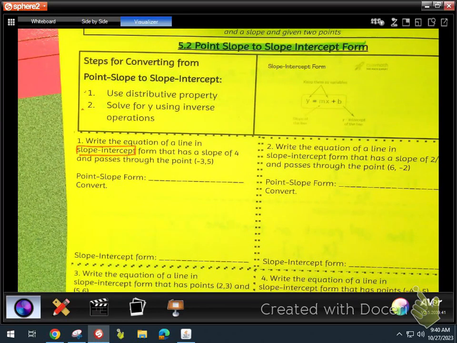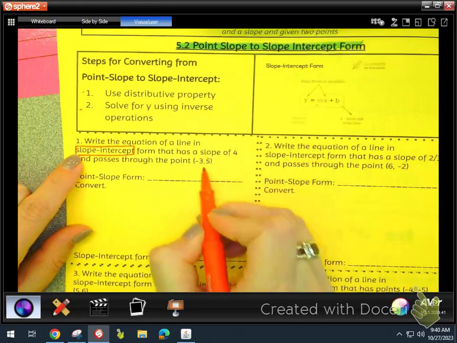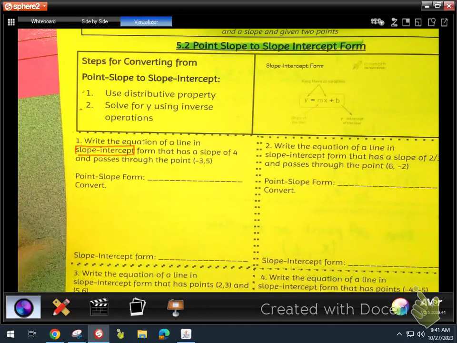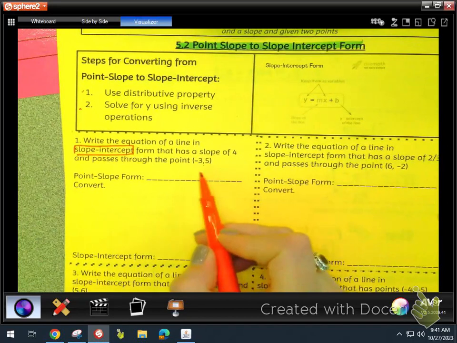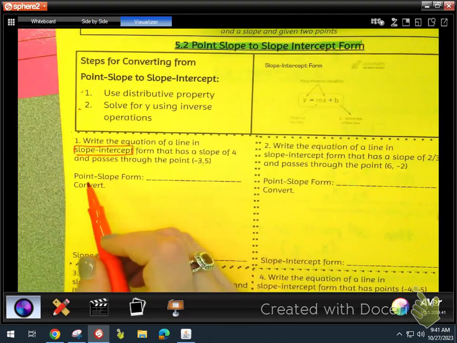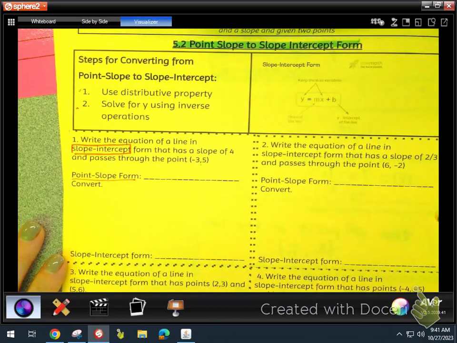Now let's think about what we're given. We're given a slope of 4 that passes through the point (-3, 5). Are we able to go straight to slope-intercept form if we have a slope and a point? No. Do we know the y-intercept? No. Okay, so we have to do a pit stop in point slope. That's the big deal about today.